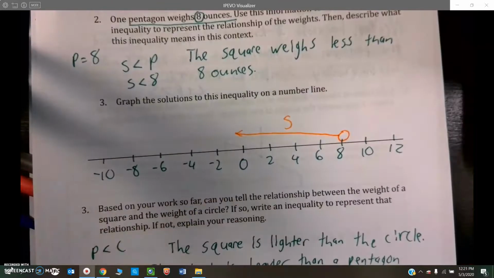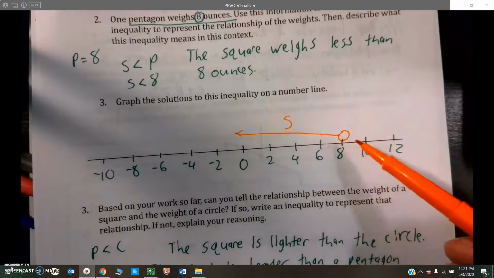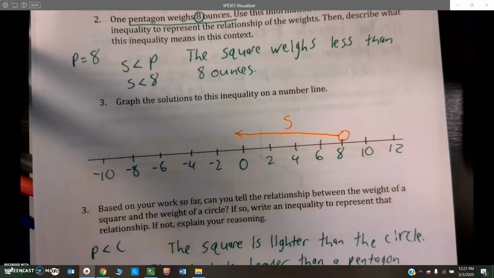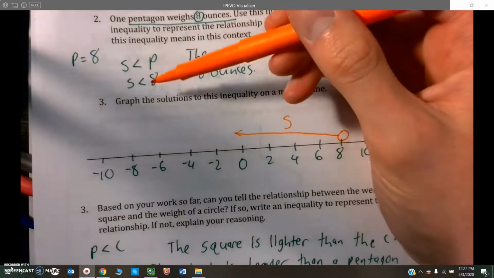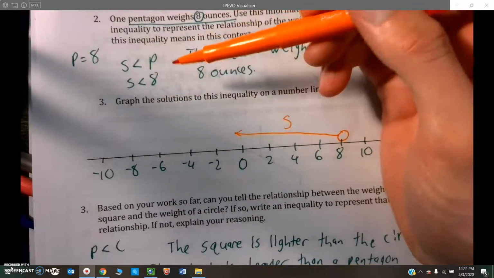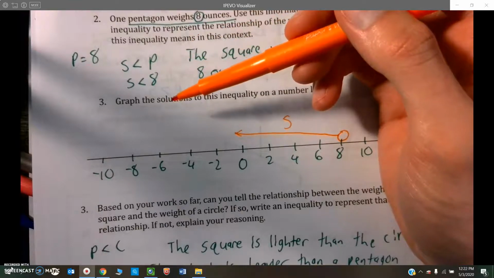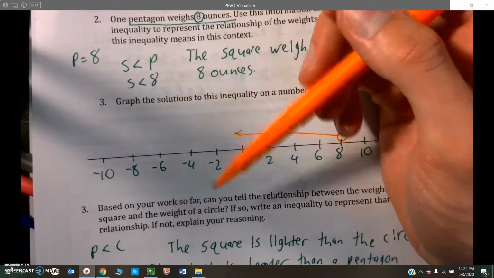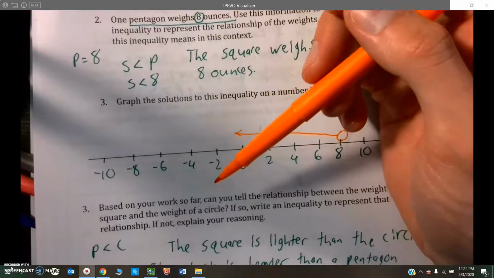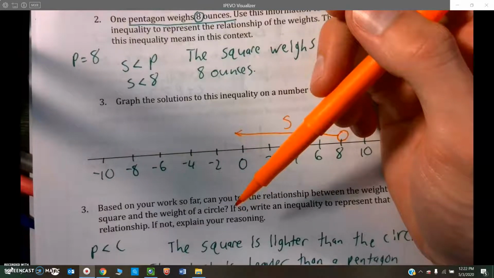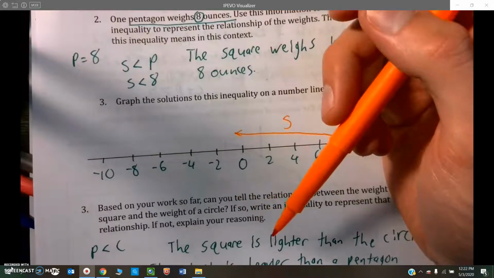And remember, whenever we just have a basic inequality and we write that arrow, it's essentially saying that it goes on forever. But does negative 10 make sense for S? According to the inequality, S is less than 8, that's a possible solution, but once again, just like how there are no negative points in basketball, there is no such thing as negative weights.